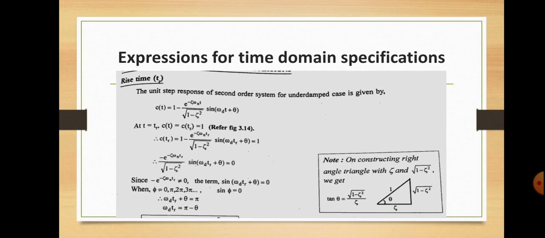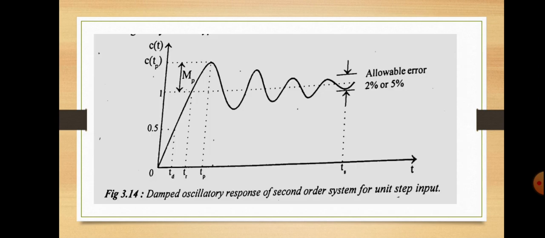And here we want to find out the rise time Tr. So at rise time, t equal to Tr, the response c of t will be c of Tr, and we know that at rise time that will be equal to 1. That means c of Tr equals 1 minus e raised to... you know how I got the value 1. We know that at rise time Tr the response will reach the value 1.